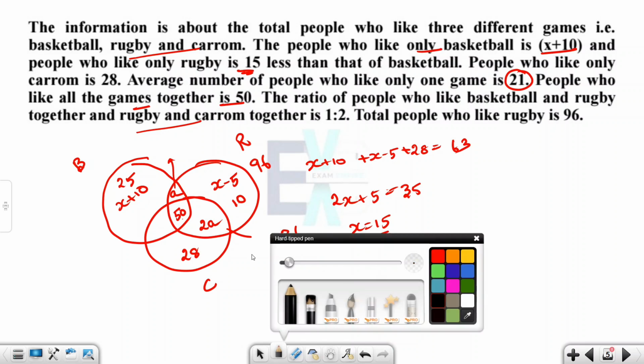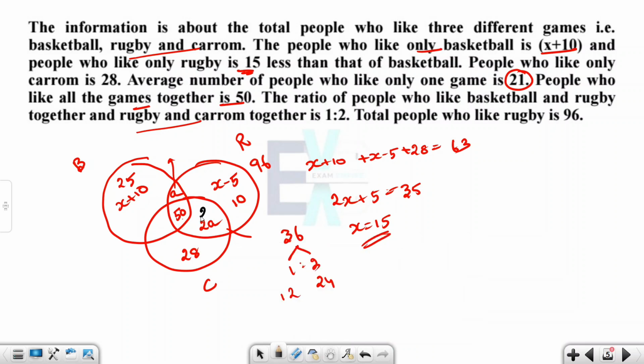Okay, one second. Yes. So here we'll be getting 24 and here we'll be getting 12. Okay, this one is 25 and 10 and 28. So these are the data we are able to find from the given case.